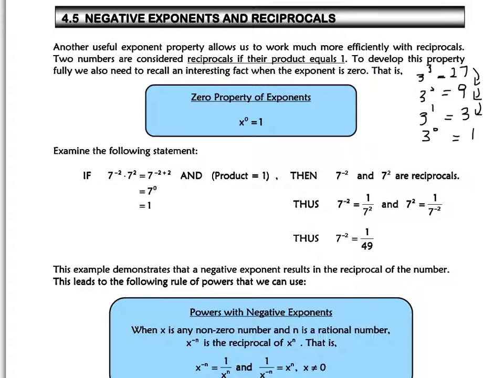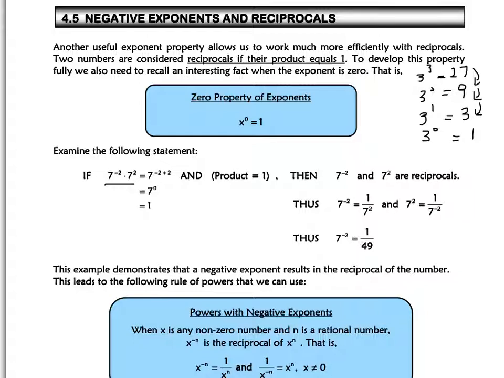If you look at the statement 7 to the negative 2 times 7 to the positive 2, using our rules of exponents, we know that means 7 to the negative 2 plus 2, or 7 to the 0. And anything raised to the power 0 would be 1. That means the product of 7 to the negative 2 and 7 to the positive 2 is 1, and things that have a product of 1 are considered reciprocals of each other. So 7 to the negative 2 and 7 to the positive 2 should be reciprocals of one another, which leads to the definition that 7 to the negative 2 is 1 over 7 squared, and 7 squared is 1 over 7 to the negative 2.